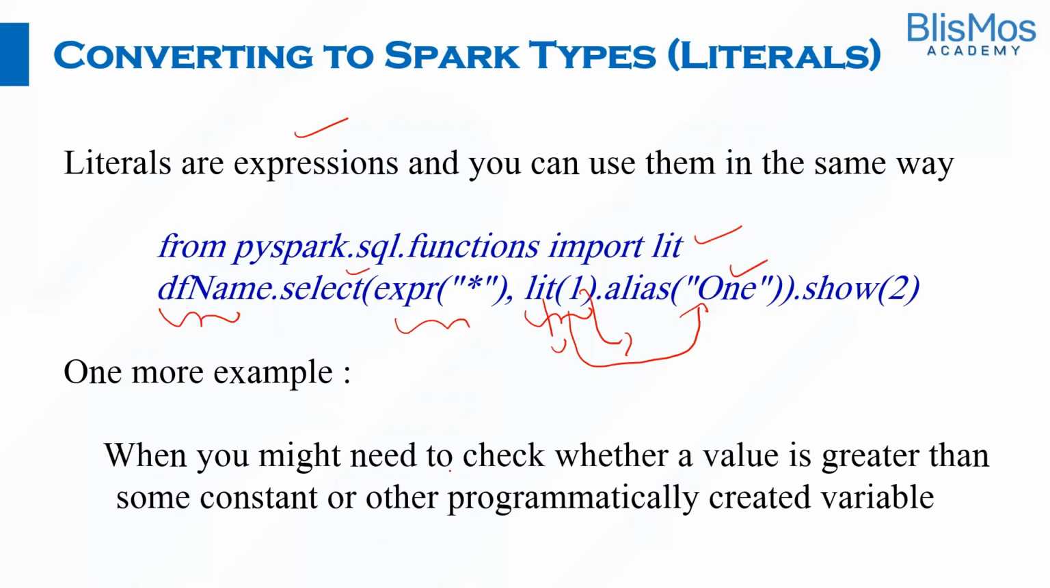On the other hand, let us say you want to check whether a value is greater than some constant or other programmatically created variable. For example, now you want to check whether the salaries of all the employees are more than $5,000 or not, or more than 50,000 rupees or not, then you can just add one literal value with the 50,000 rupees or $5,000. Let us move to the practical and see all of these things in action.